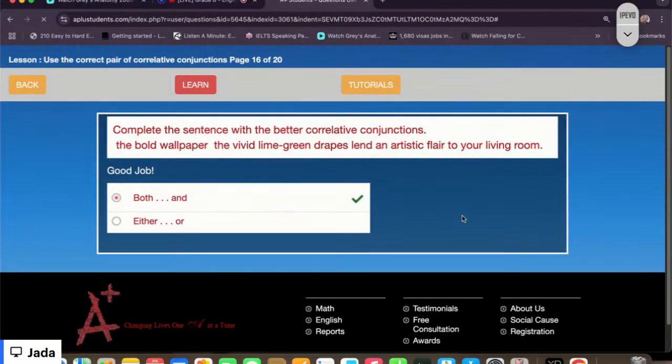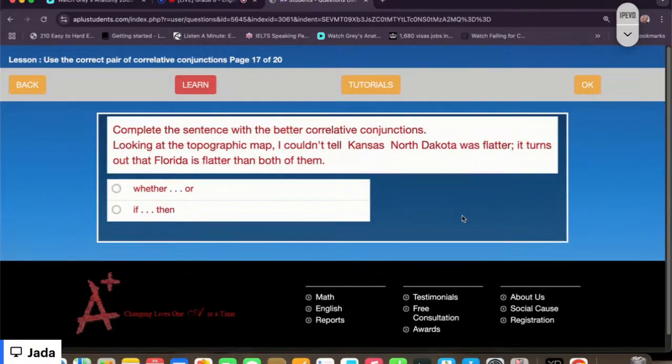Alright, that's it for our lesson today on correlative conjunctions. Can you tell me if you have any questions?